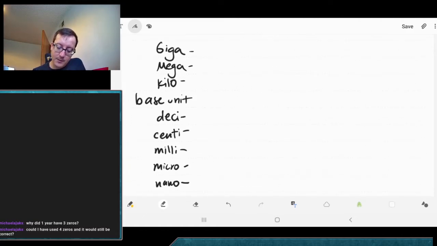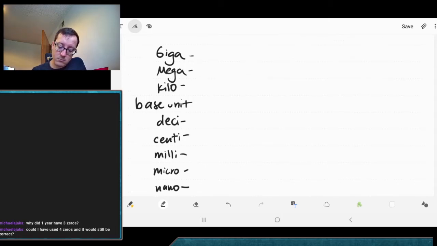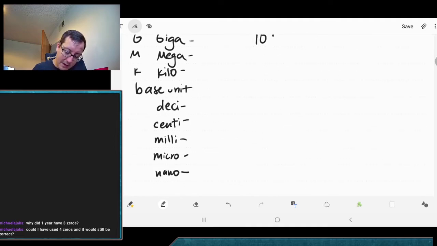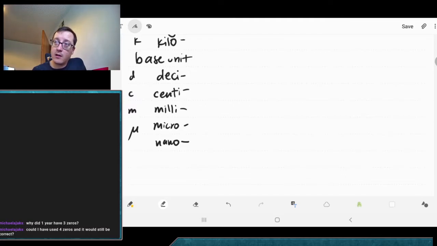But how these work is giga is a prefix, meaning it's 10 to the 9th power times bigger than your base unit. By the way, the abbreviations are G, capital M, lowercase k, D, C, M, mu. It's a Greek letter there. Looks like a U with a long starting part, and then nano is N.